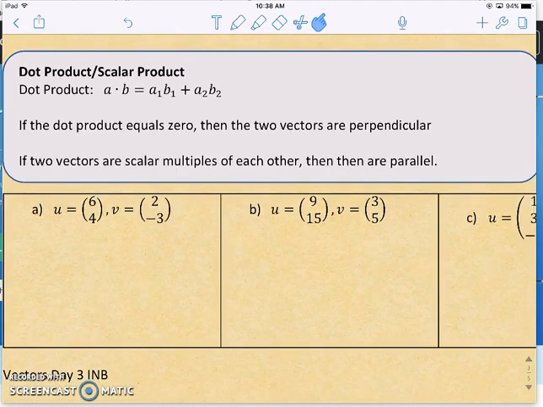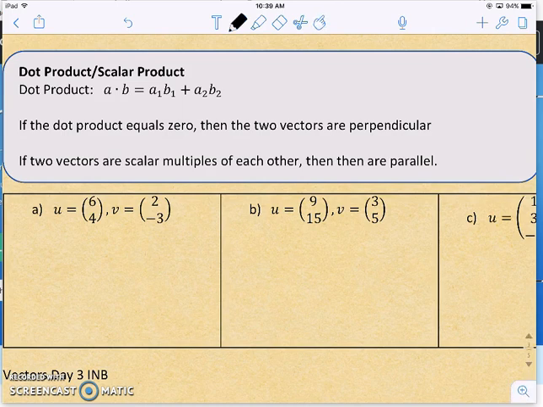Our definition of a dot product is, if we have two vectors, A and B, we multiply the x components times the x components and the y components times the y components. If the dot product is 0, then we say the vectors are perpendicular, and if they're scalar multiples of each other, then they are parallel.